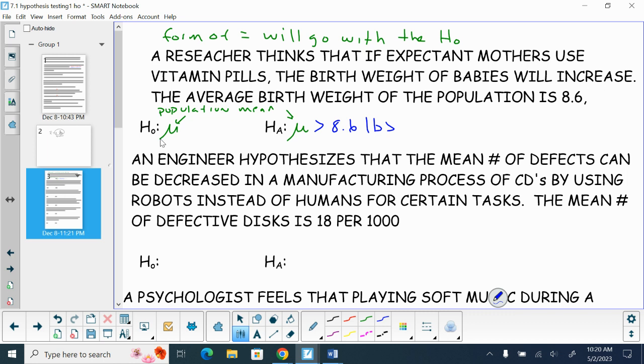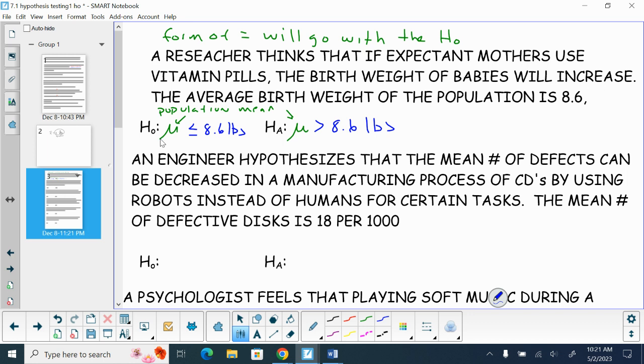The null hypothesis is the SpongeBob opposite day of the alternate hypothesis. That says it's greater than, which means this will be what? Less than or equal to. It's like everything else. Less than or equal to 8.6 pounds. Okay, we always include equality with the null hypothesis.